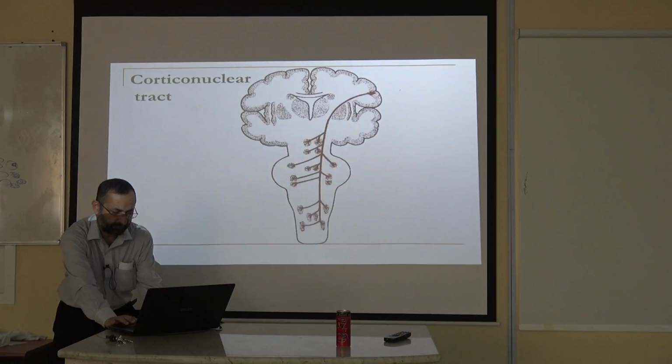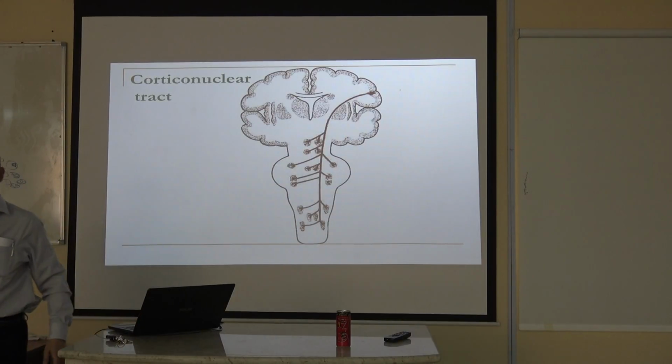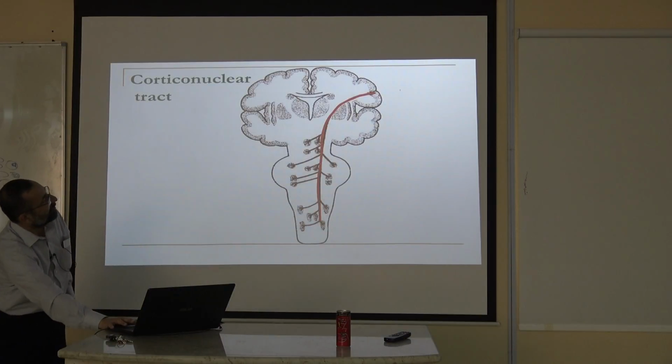Corticonuclear tract. You know the meaning of corticonuclear tract? I gave you the meaning: from cortex to the cranial nerve nuclei. They are also a part of the pyramidal tract, but they finish at different levels of the cranial nerve nuclei. They will go to the cranial nerve nuclei and supply them. So upper motor neurons, look at this one. The tract is coming down and finishing in different parts of the cranial nerve nuclei.